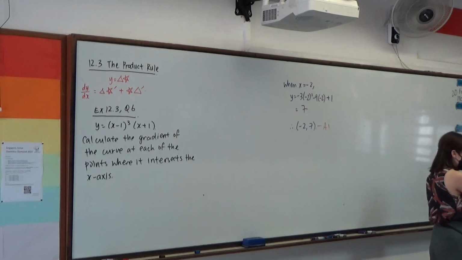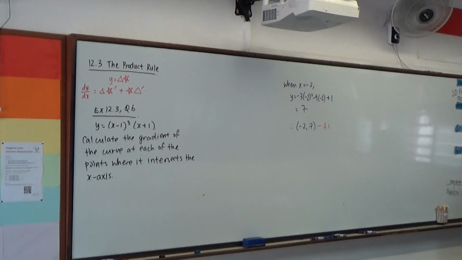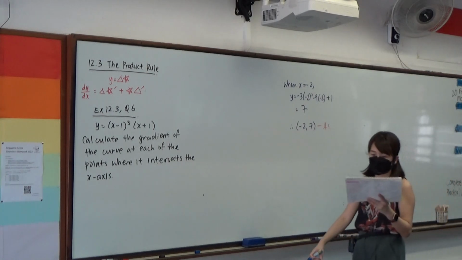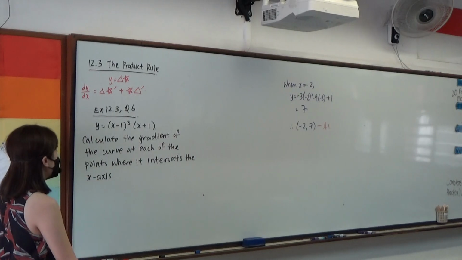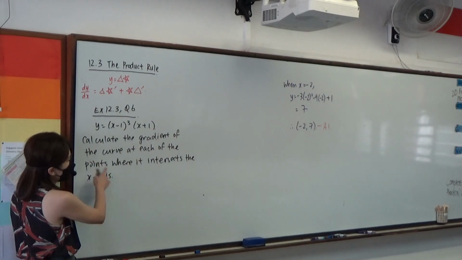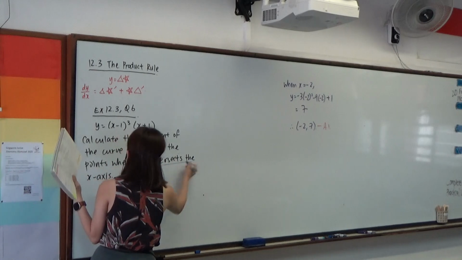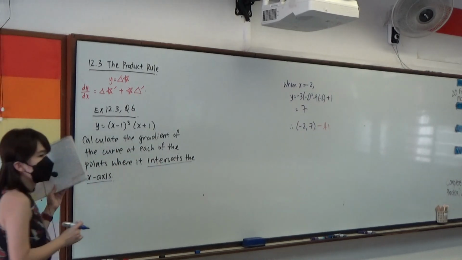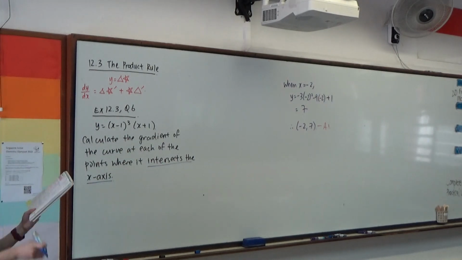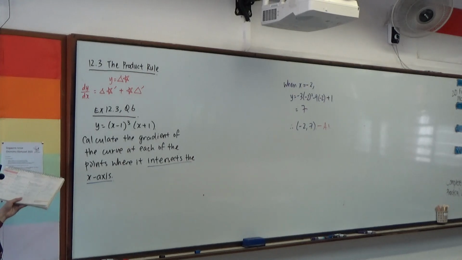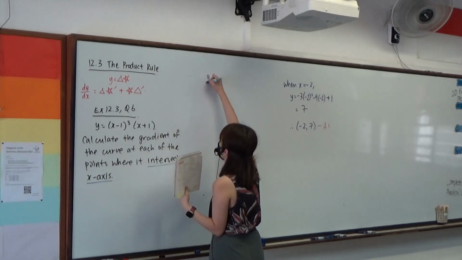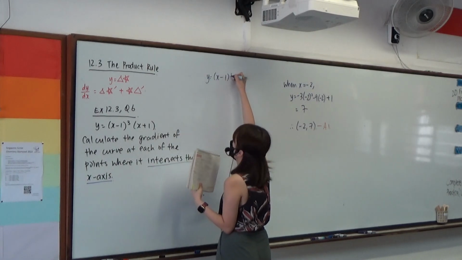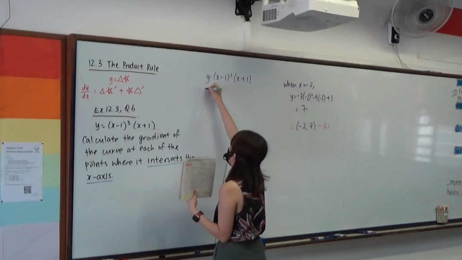We are given the equation of a curve, y equals (x minus 1) cubed times (x plus 1). The question wants us to calculate the gradient of the curve at each of the points where the curve intersects the x-axis. Since I'm trying to find the gradient, I need to differentiate first, and the thing to differentiate is the equation of the function.